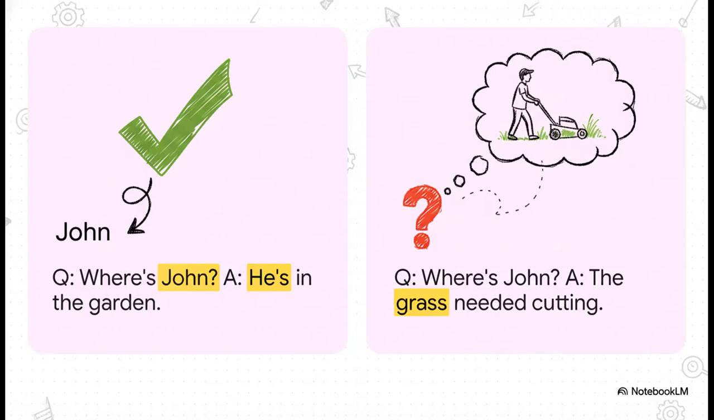Okay, take a look at these two little conversations. In dialogue A, when you hear "he's in the garden," you know exactly who he is. The word he points right back to John. The link is right there, clear as day. But now look at dialogue B. The grass needed cutting. To get that, we have to assume that John is the one who cuts the grass. See the difference? One is totally self-contained and the other relies on outside knowledge. This tiny distinction is the key to everything we're about to unpack.